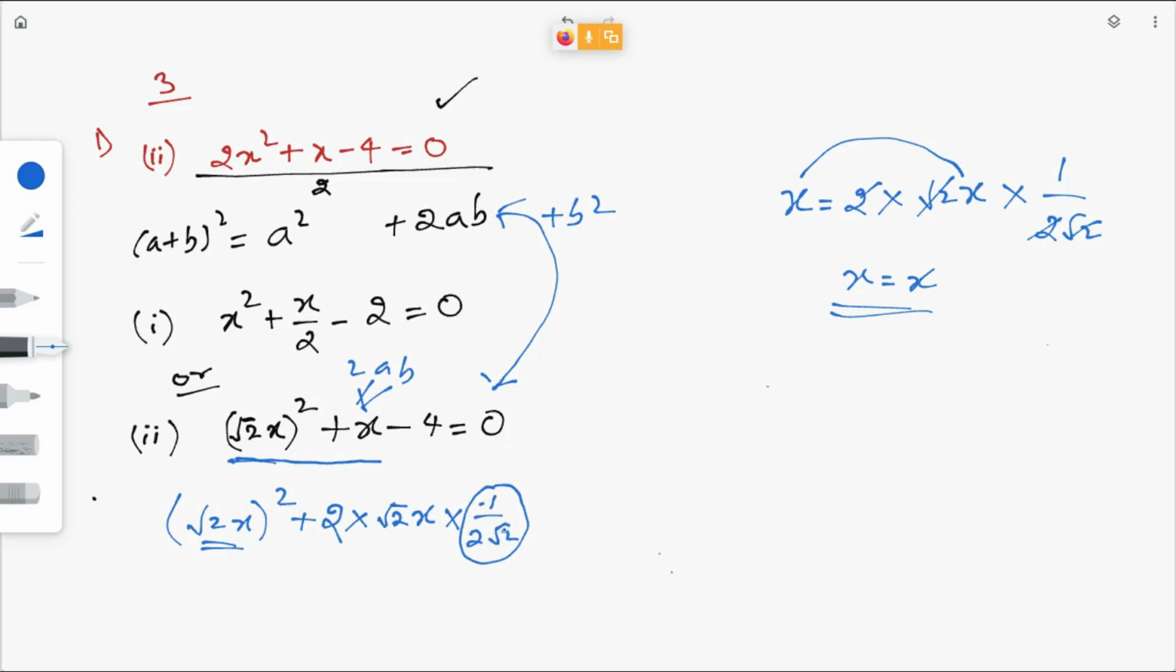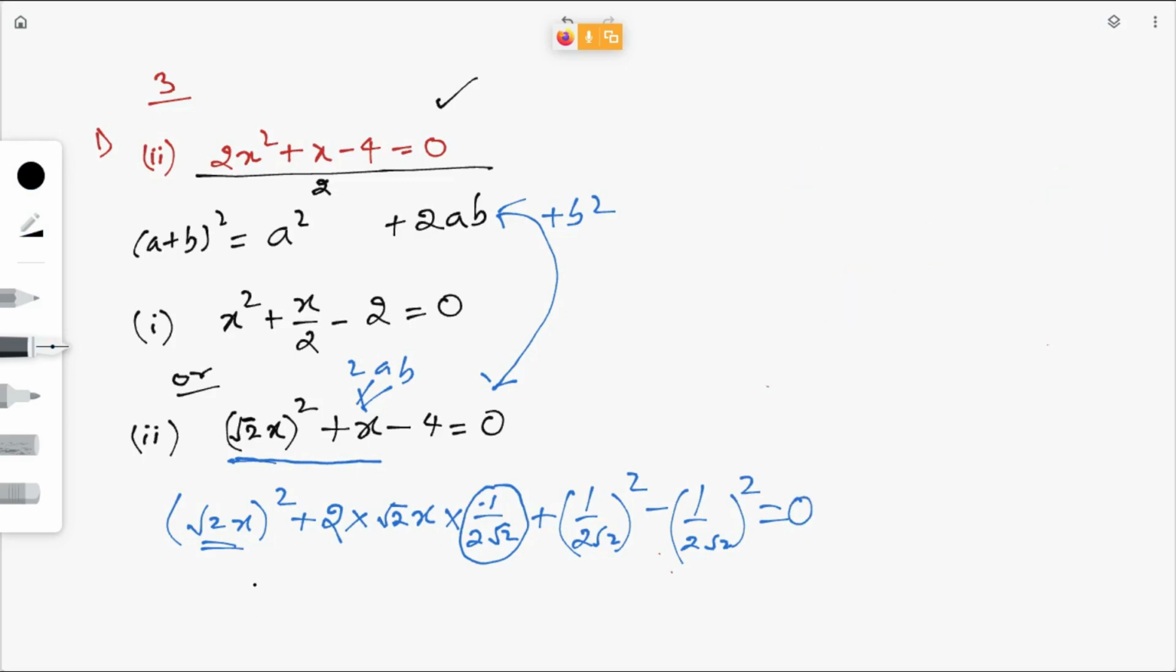Understood? So again, what was our step? Whatever the value, square of that: 1/2 root 2 whole square minus 1/2 root 2 whole square is equal to 0. Fine. What is the next step?